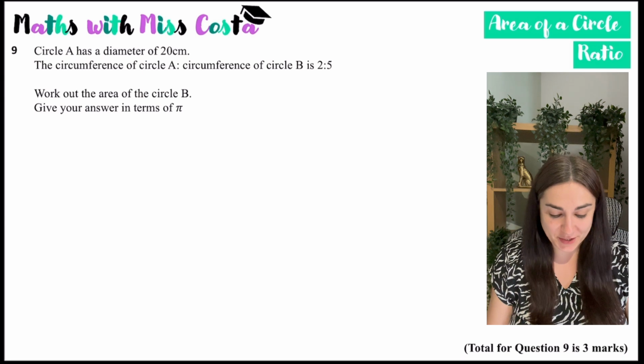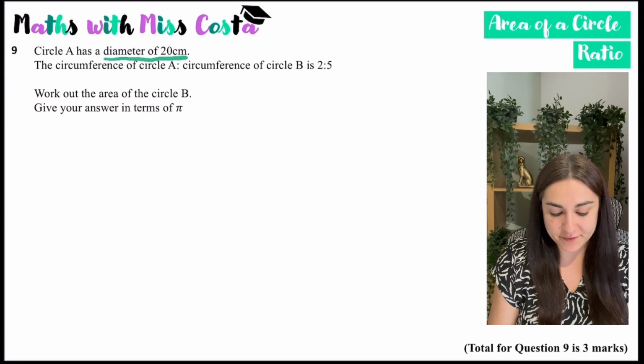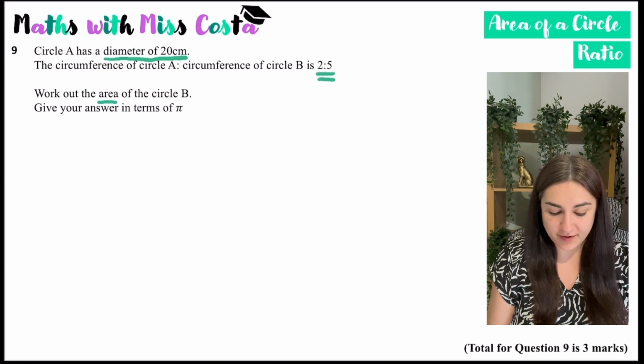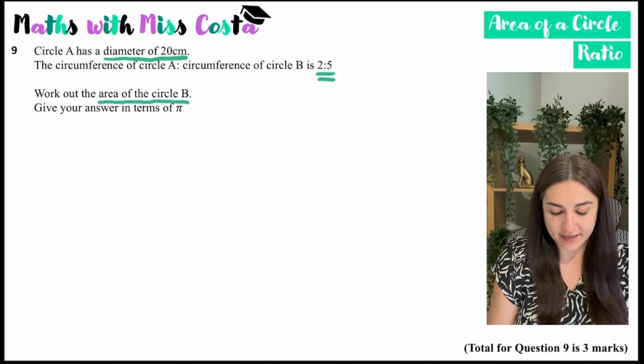Okay, so in this question, I've been told that circle A has a diameter of 20 centimeters. The circumference of circle A to the circumference of circle B is in the ratio 2 to 5, and I then need to work out the area of circle B.